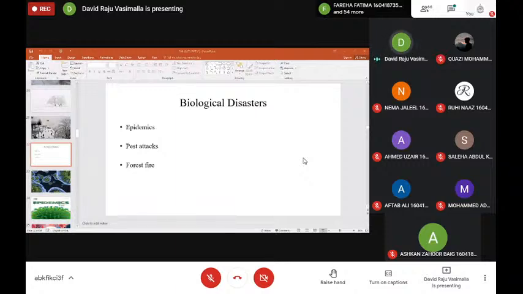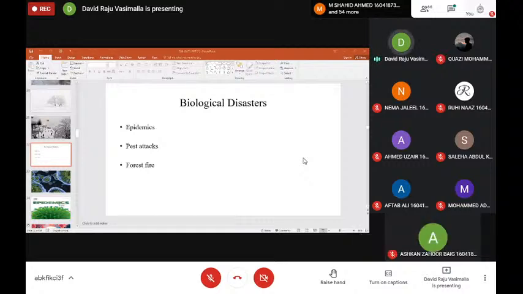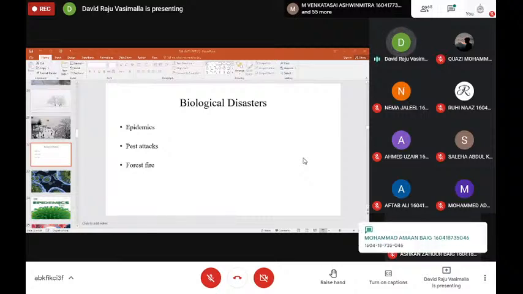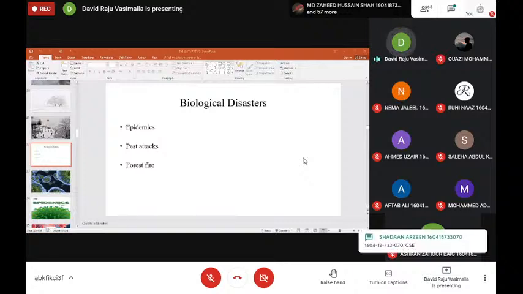Due to leakage of chemicals, you can see, whenever some accident occurs, whether it may be at nuclear plants or chemical industries, anywhere, at those times also these types of disasters will take place. Most probably when accidents occur, this type of technological disasters will take place.